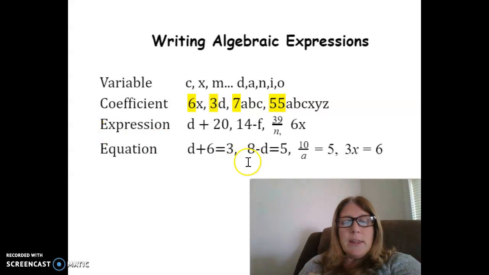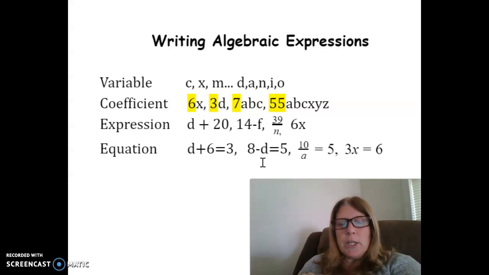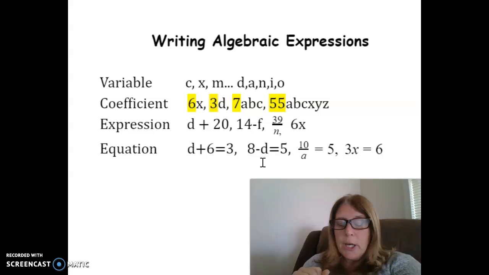As we look at this one, 8 minus d equals 5. What could d be in this case? Let's just put a number in there. Could it be a 2? Well, no, because 8 minus 2 gives us 6, not 5. What about a 3? Would d be equal to 3? Yeah, sure it would, because 8 minus 3 gives us 5.